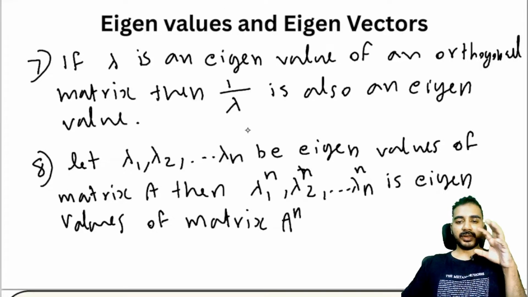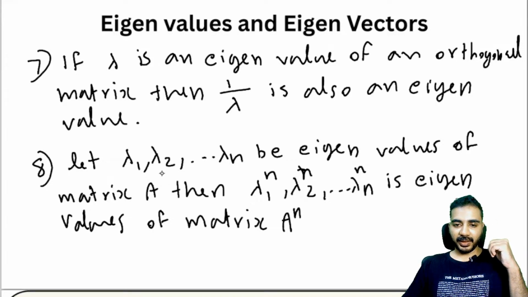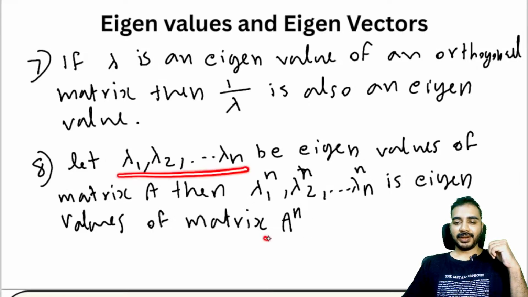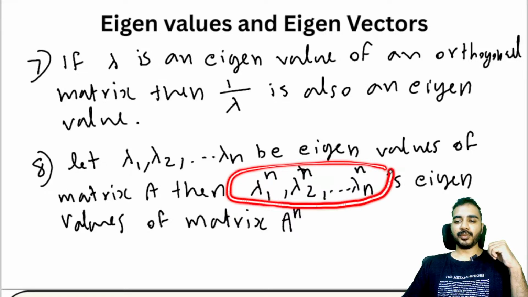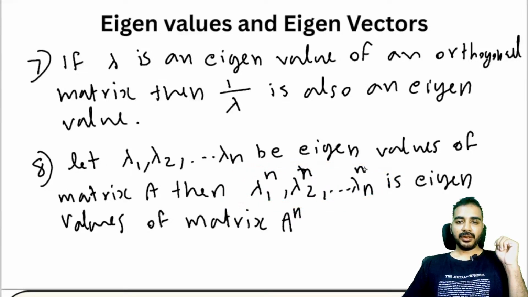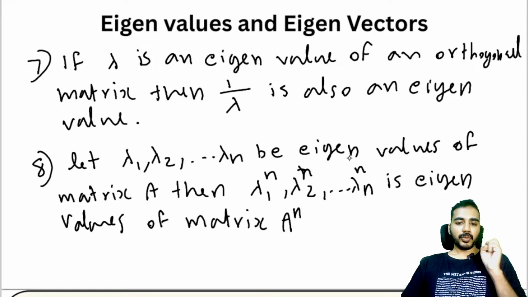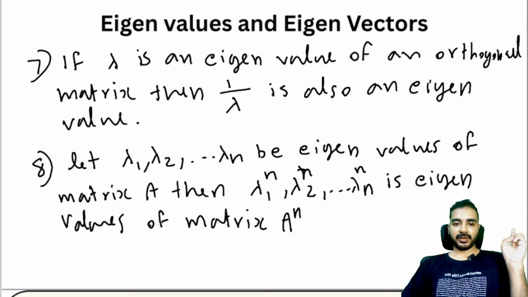This is also important from an exam point of view, some questions are asked based on this. If a matrix A is having eigenvalues lambda 1, lambda 2 up to lambda n, then the matrix A raised to n will be having the eigenvalues lambda 1 raised to n, lambda 2 raised to n up to lambda n raised to n. So these are all the important properties we have to remember for solving eigenvalue or eigenvector problems. Okay. So we will be jumping into the previous year GATE questions here.